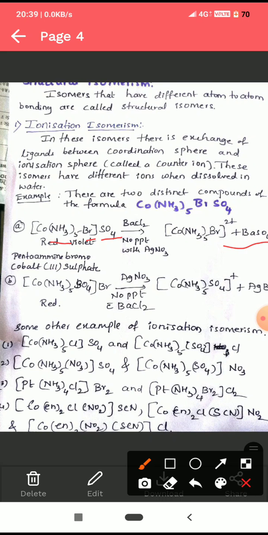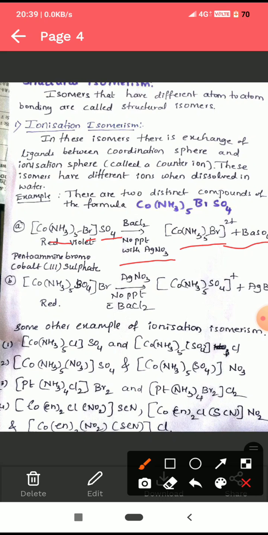There is no reaction with AgNO3. This complex does not react with AgNO3. It indicates that the bromide ion is inside the bracket, or the bromide ion is in the coordination sphere. Like this, we have to test the solution.